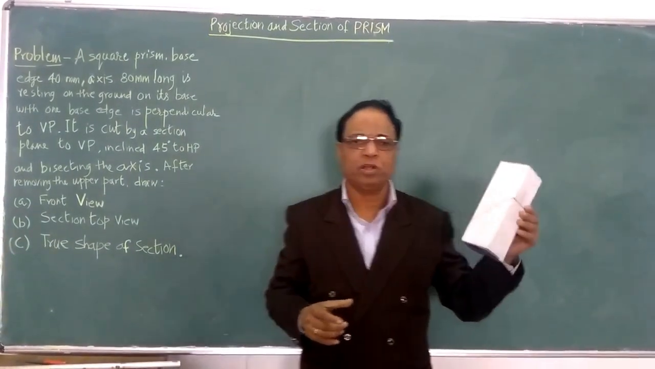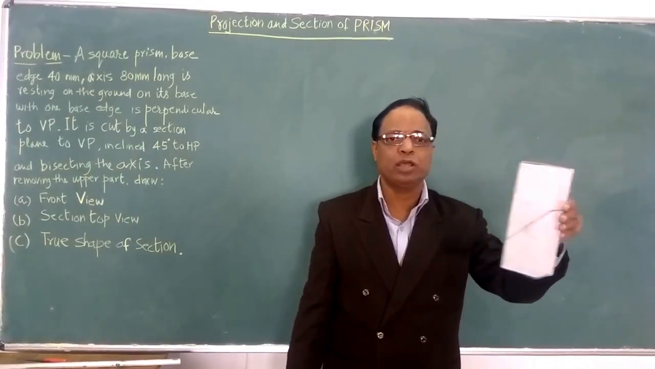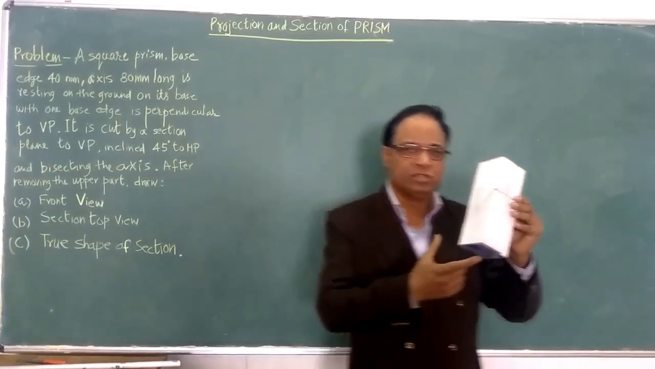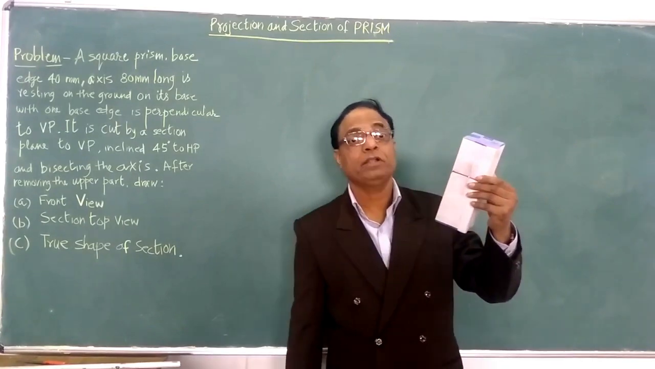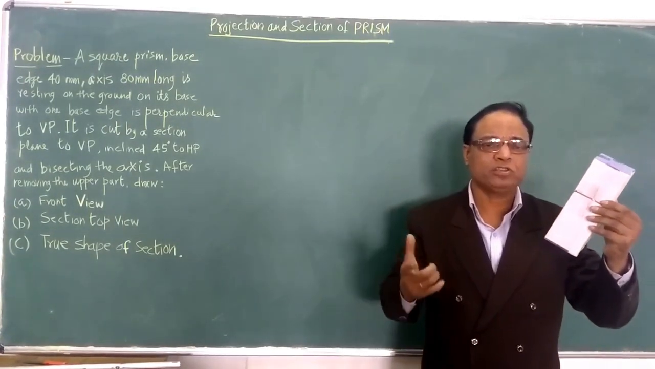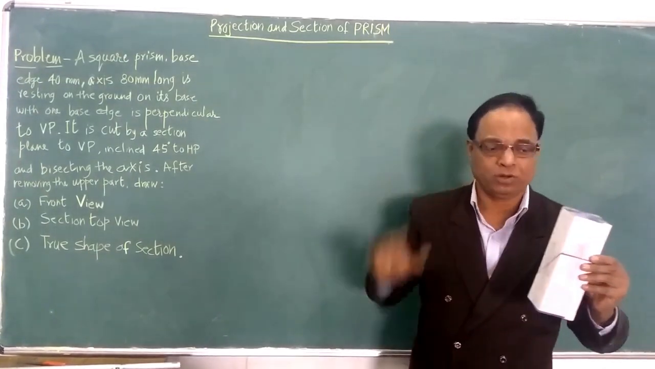A prism is named upon its base. If the base is a square, then the prism is known as a square prism. If the base is a regular pentagon, then the prism is known as a pentagonal prism. Hexagonal prism means it has two bases, both bases are regular hexagons.